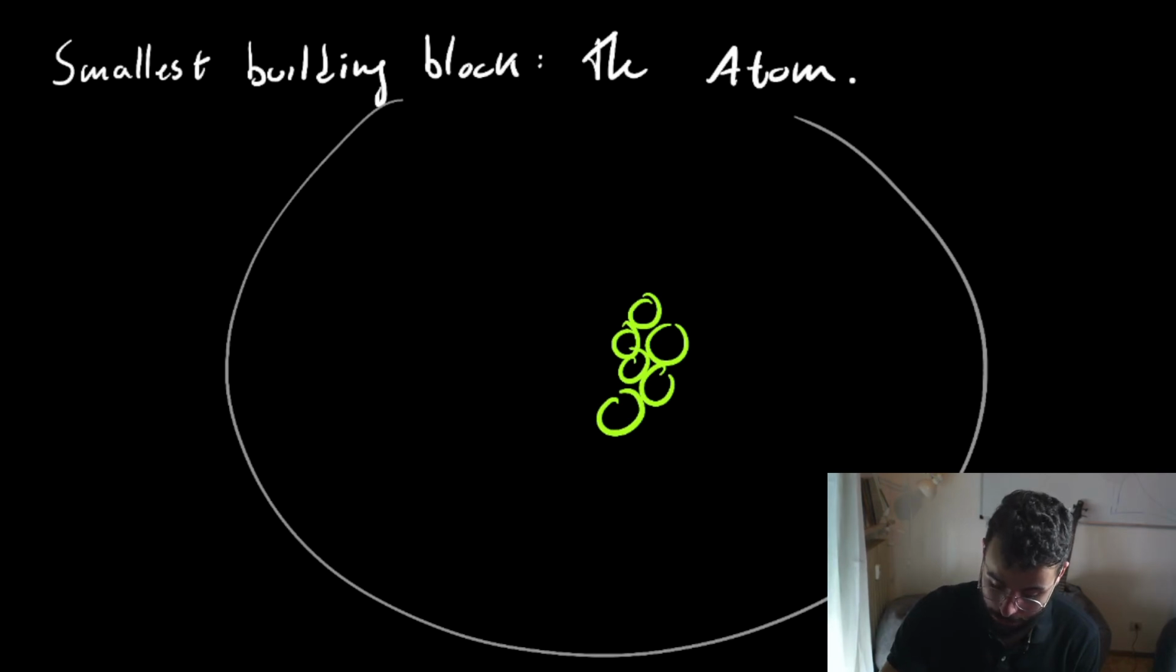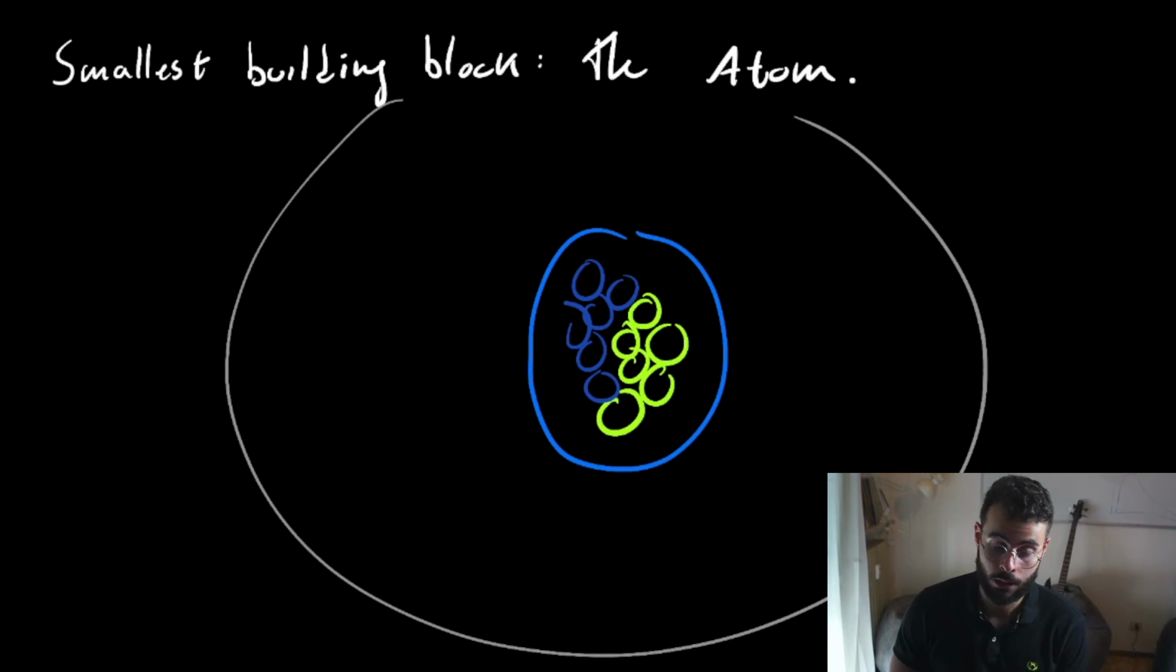So let's say this carbon atom will also have 6 neutrons. And this is our atomic core. This is the atom's core. And as you can see, the neutrons are 0. They don't have any electrical charge. And the protons are +1.